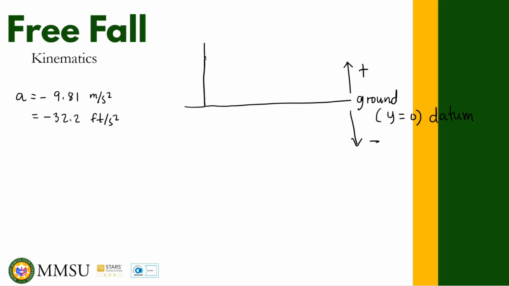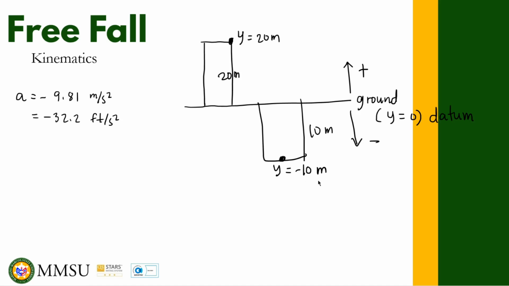Example, if there is a building here and the object is above that building, an example, the building is 20 meters high, then the position of this object y is 20 meters because it is 20 meters above the ground. And another example, if there is a hole here and the hole is 10 meters deep and the object is in this hole at the bottom of the hole, therefore the y of this object is negative 10 meters because the object is 10 meters below the ground. Okay, so that is our notation for the position of object.